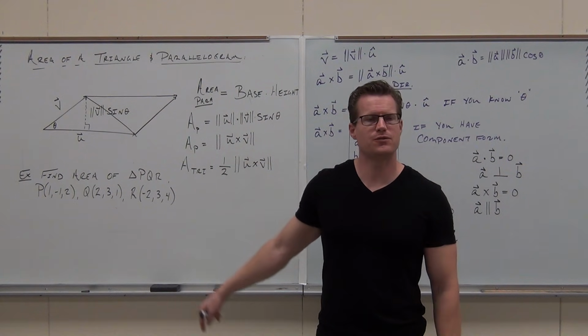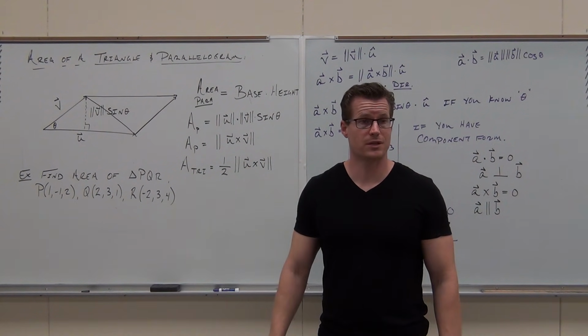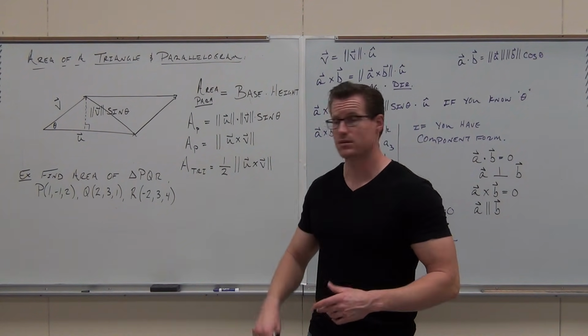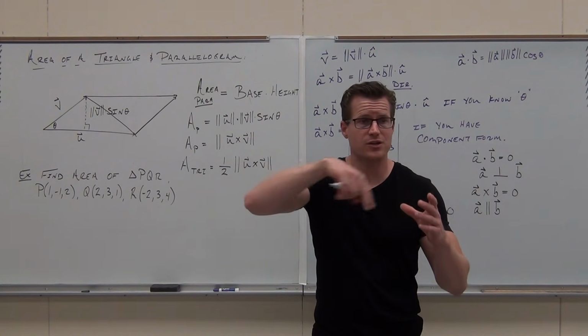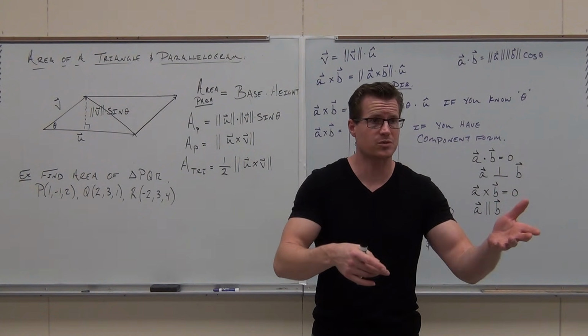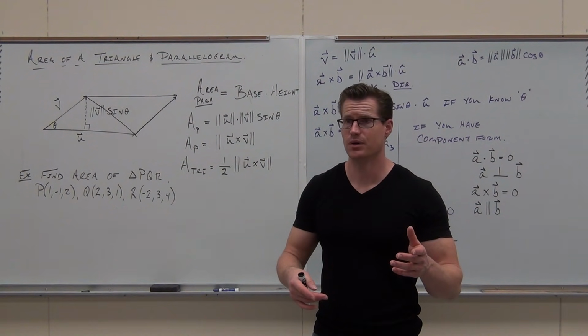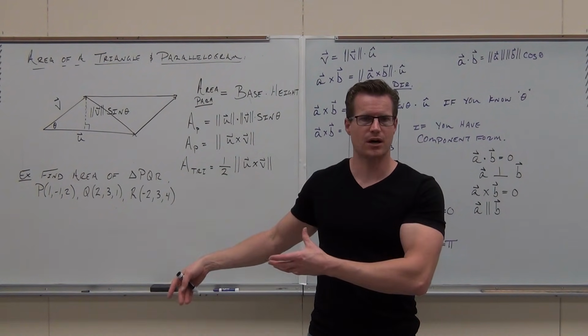It says, can you find a vector between P and Q? Yeah. Can you find a vector between P and R? Yeah, that's awesome. Can you find the area of that triangle? That's a cross product. Can you do a cross product? Yeah. Can you do a magnitude? Yeah. That includes all this stuff. Does that make sense to you?